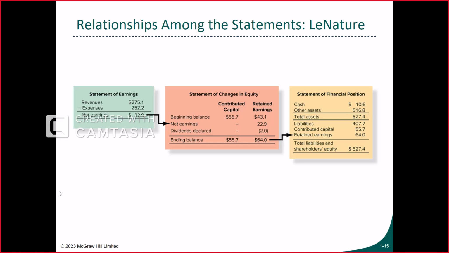My question in this illustration, this example: what is the book value of the new shares issued by this company during that period? During the period of reference, what is the book value of the new shares issued by the company? 5.7. No, that is the beginning balance of the contributed capital. That is not the new shares. That is the existing contributed capital.